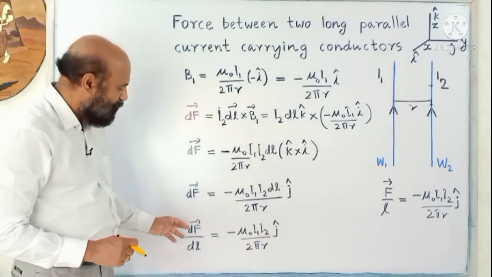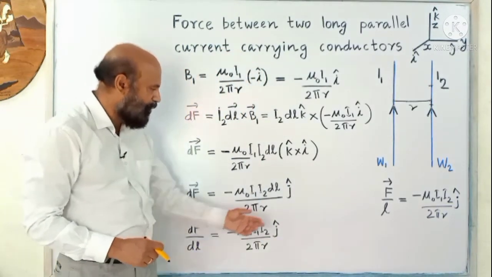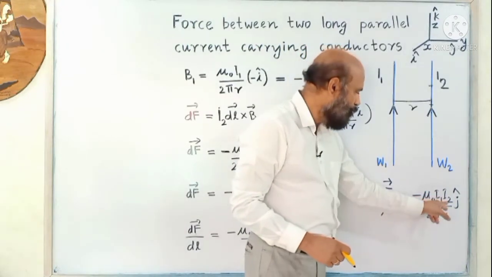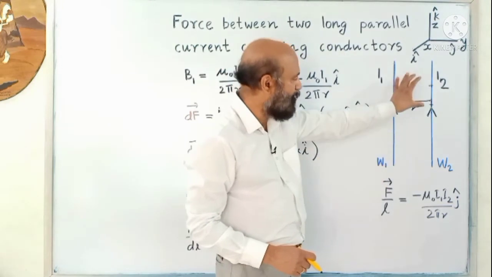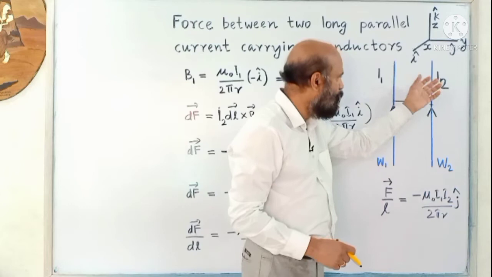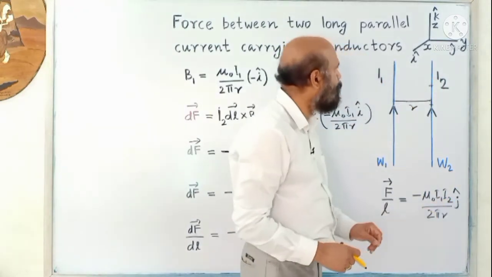Then we can write F by l. Instead of dF vector by dl, we can write F by l is equal to minus mu 0 I1 I2 divided by 2 pi r j cap. This is the force per unit length on this conductor, directed along minus j cap.